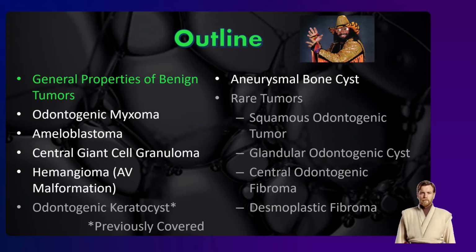We also covered aneurysmal bone cyst, and so now we're going to talk about the rare tumors: squamous odontogenic tumor, glandular odontogenic cyst, central odontogenic fibroma, and desmoplastic fibroma. These are pretty rare, so they may not appear that often on your differentials, but it's good to be familiar with them. Then toward the end of this lecture, we're going to go over several cases and see what you've learned. So let's get started.